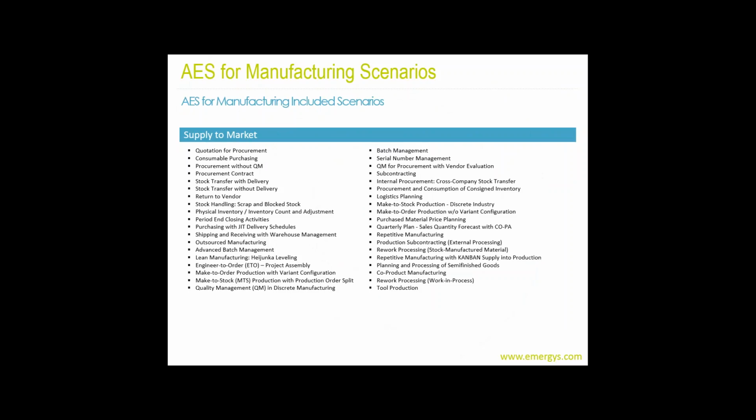On the supply side, same thing. So again, here's an engineer to order. If you're not doing engineer to order, that would come out. Some people do make to order, but they don't do configurator. That would come out. Some people don't do order splits. So again, this is that high-level view, and then it's picking and understanding what's required.